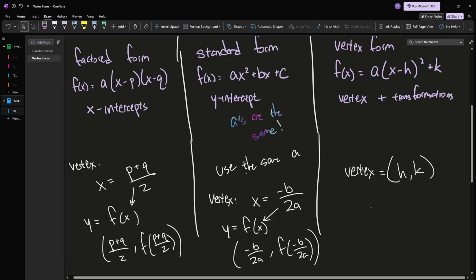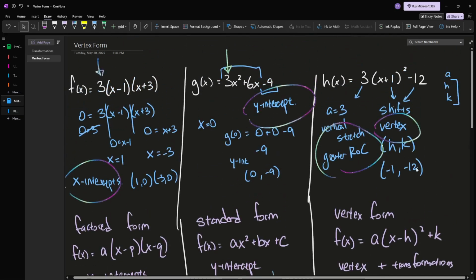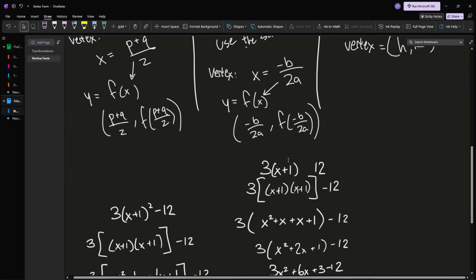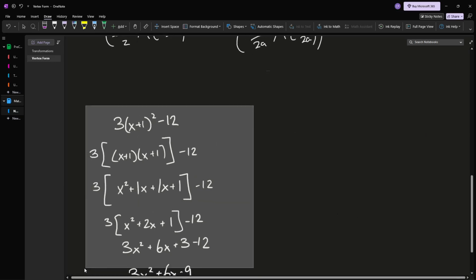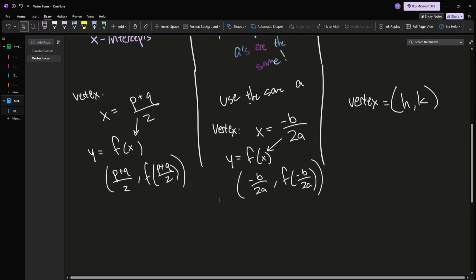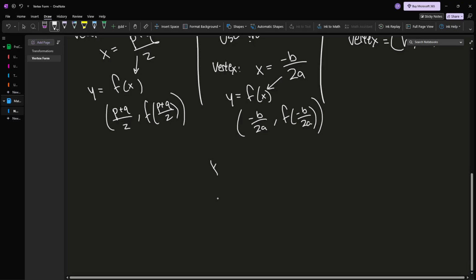Now let's test this real quick, because my vertex is at negative 1, negative 12. And with this function right here, let's see what happens when I test this value. So x equals negative b over 2a. X is equal to negative 6 over 2 times 3, or negative 6 over 6, to give me negative 1.